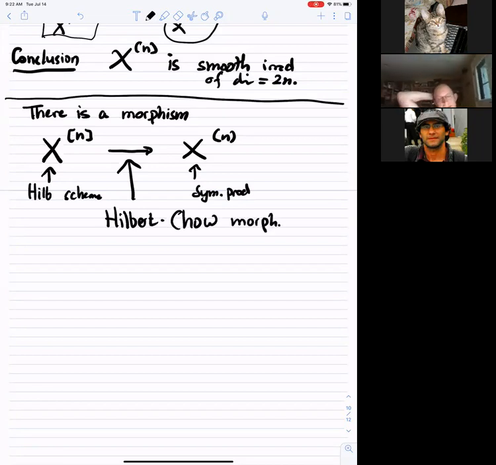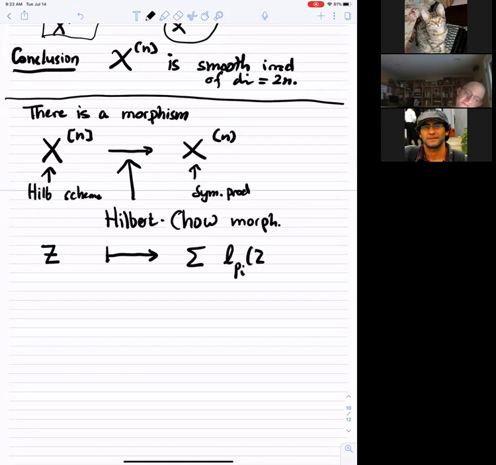Okay, and what does it do? Set theoretically, this morphism is easy to understand. You need to work a little bit to say that it's a morphism, but what it does is the following thing. Suppose that you have a scheme Z of length n. Then what you do is you send this thing to basically its support counted with multiplicity. So basically you take the length at π of Z times π, okay?